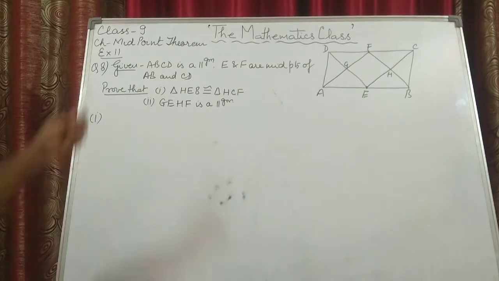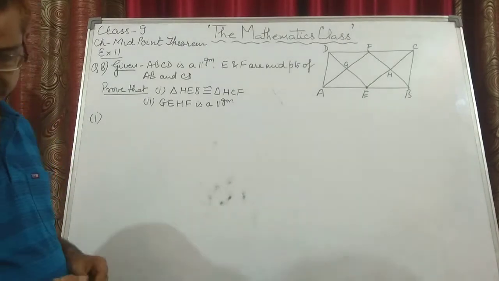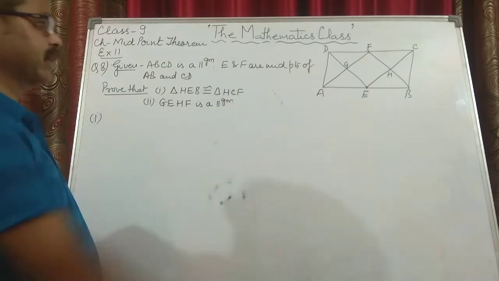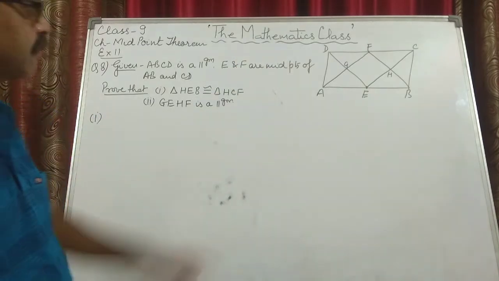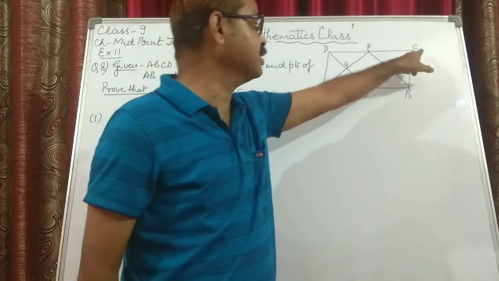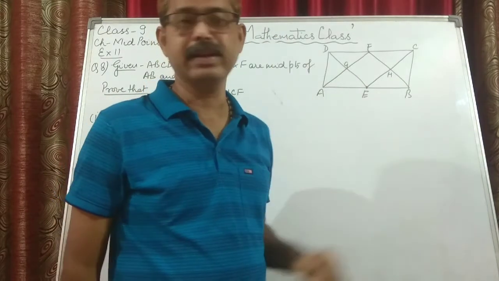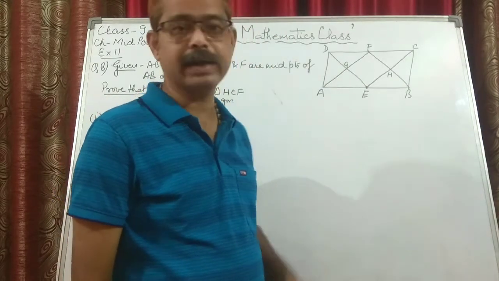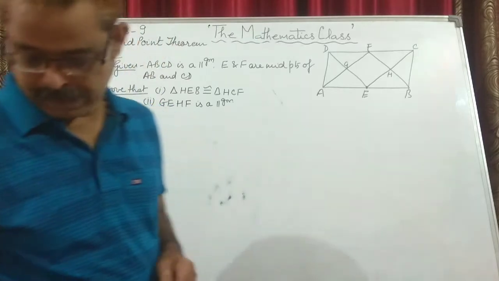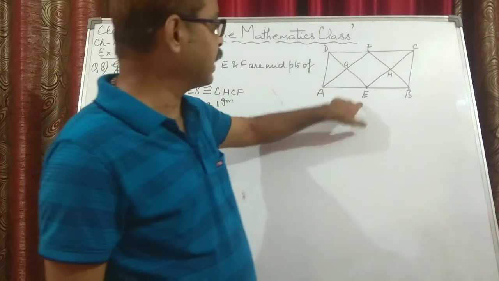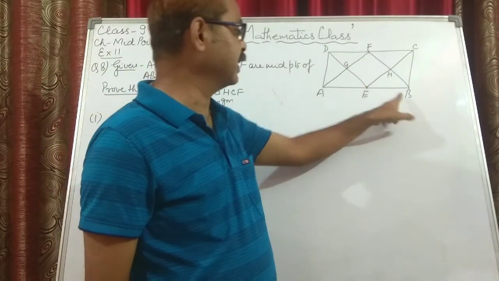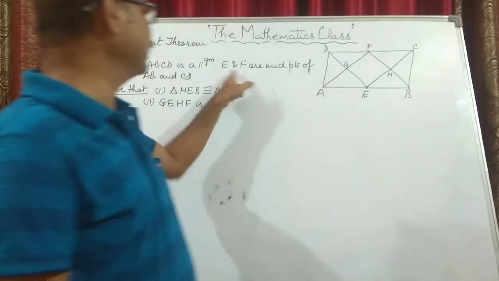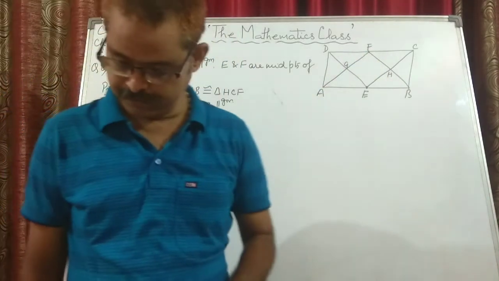Now question number 8. Question number 8 is in the adjoining figure. Figure is already given. So what do they say? In the figure you can see ABCD. It is given as a parallelogram. They say that ABCD is a parallelogram. E and F are the midpoints of AB and CD. So E and F are the midpoints of AB and CD.